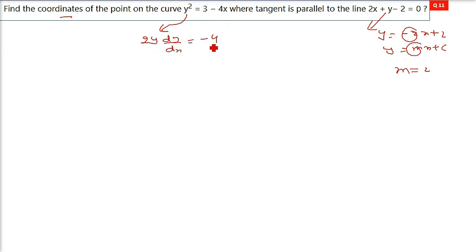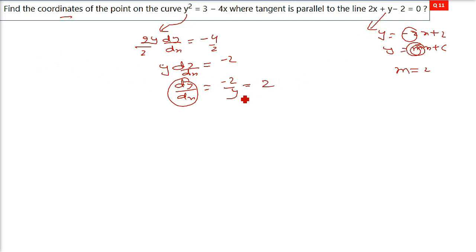It will be negative 4. So dy by dx, divide both sides by 2. dy by dx is going to be equal to negative 2 divided by y. So this is the dy by dx, or the slope of the tangent. Now you already have the slope of the line which is parallel to this, so you can just equate this.